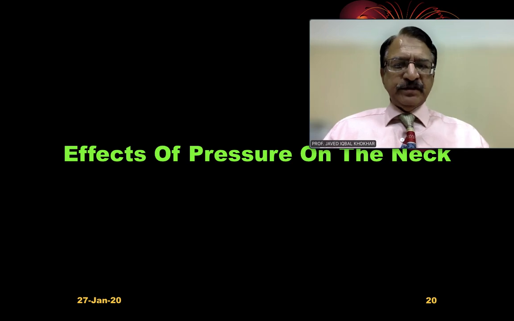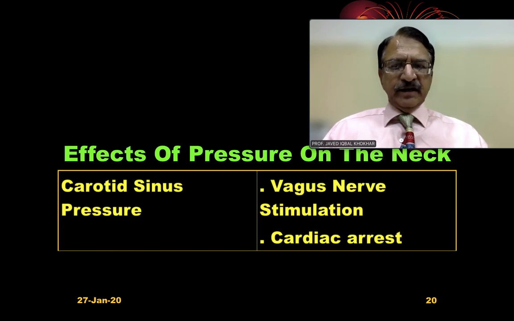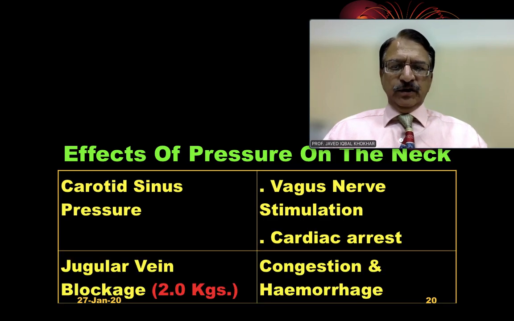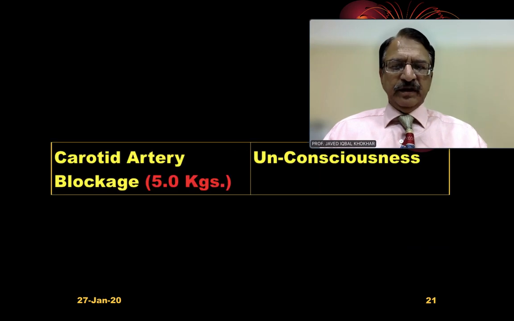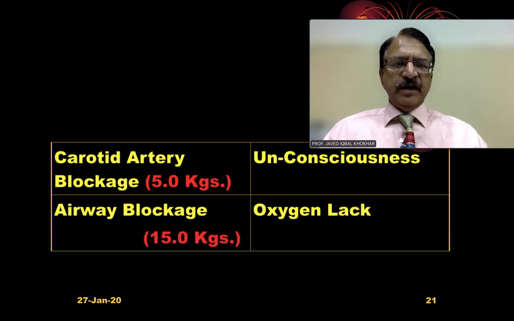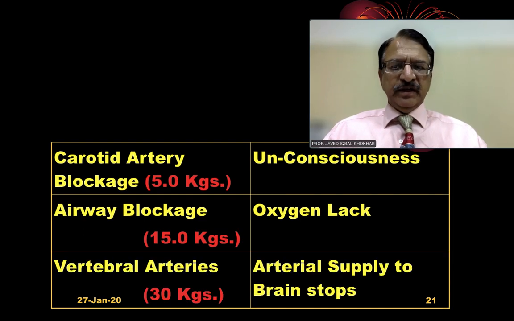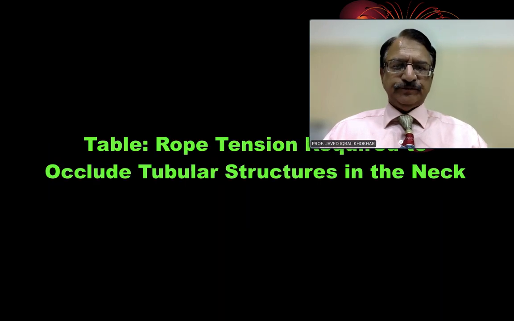So what happens with the effect of pressure on the neck? Slight pressure on the carotid sinus will cause vagus nerve stimulation and cardiac arrest. When the jugular veins are blocked, there will be congestion and hemorrhages. With carotid artery blockage, it will cause unconsciousness. When the airways are blocked, it will cause hypoxia or oxygen lack. And when the vertebral arteries are blocked, the arterial supply to the brain stops.